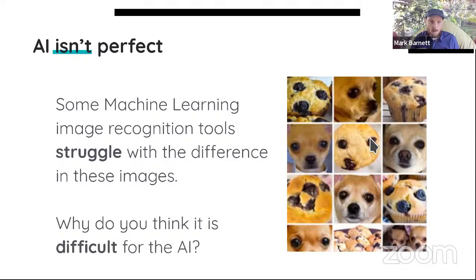So another thing that we need to understand is that AI isn't perfect. And we have to cross-check it often, and we have to look for mistakes, and then we have to think about how we can fix those mistakes. So it's important for students to understand that AI still isn't perfect, and we need to be careful how we use AI because it's not perfect.